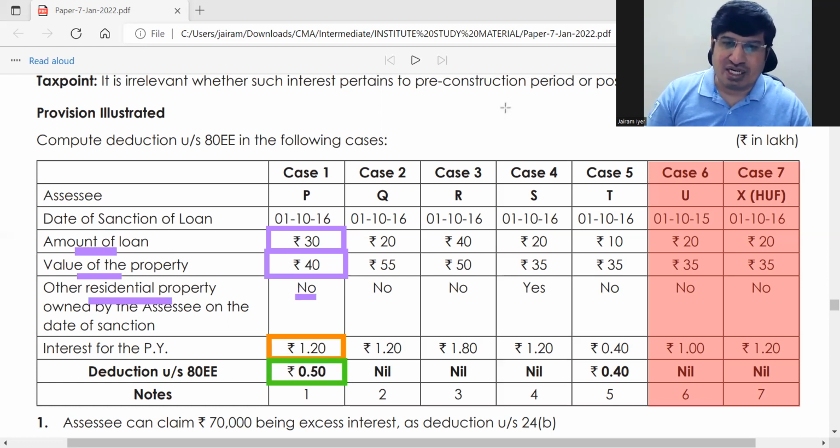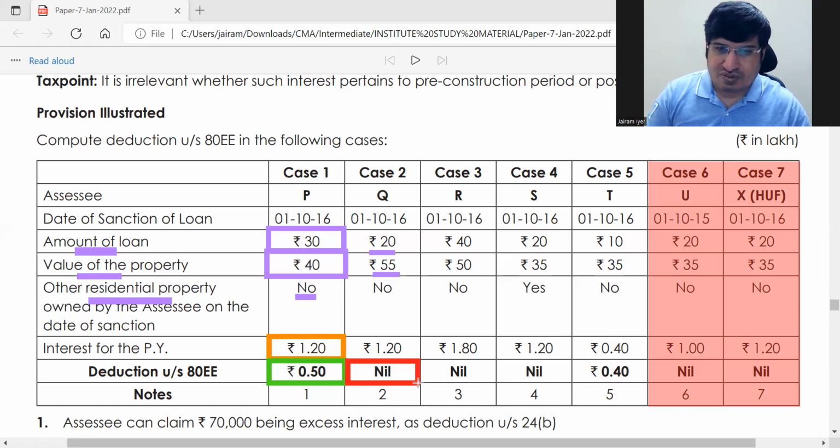This is completed. Now, what about case 2? In case 2, if you see, this is fine, 20,000, but the value of property is above 50,000, sorry, 50 lakhs, above 50 lakhs. So you will not get deduction. Okay. So which is why this becomes nil.